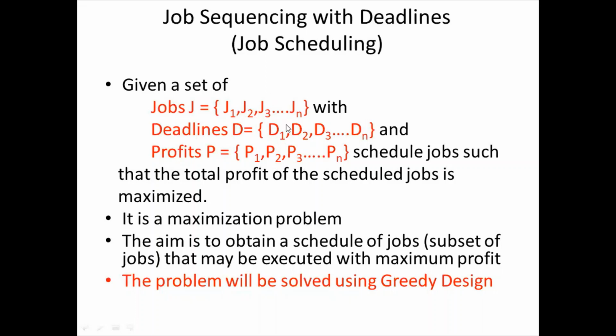Given these jobs with their deadlines and profits, job sequencing talks about scheduling these jobs in such a way that at the end of completion of these jobs, the total profit of the scheduled jobs is maximized. It is a very popular optimization problem, and it belongs to the maximization phase because the aim is to maximize the profit.